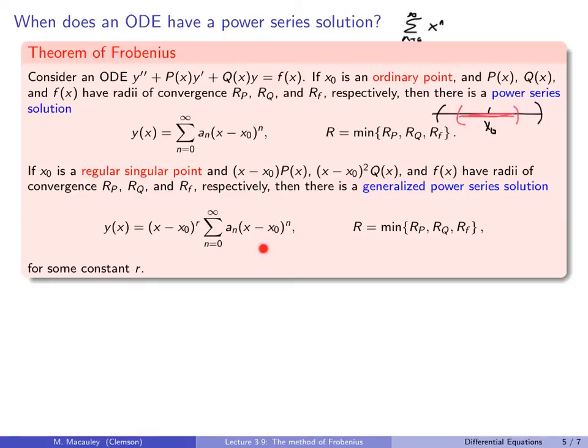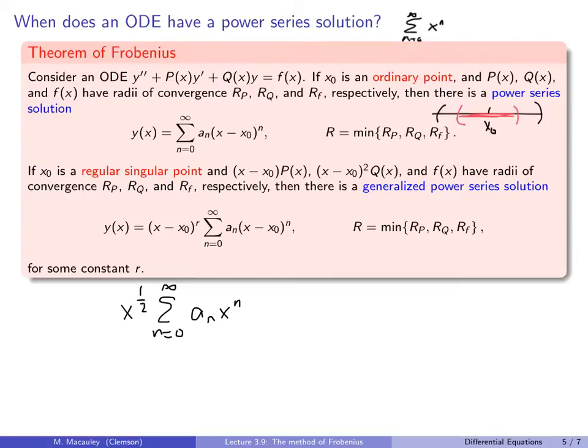So let me say a few words about what this looks like. So this is called a generalized power series. So one example of this is, let's suppose you have n equals 0 to infinity, a n x to the n, and maybe you have x to the 1/2.